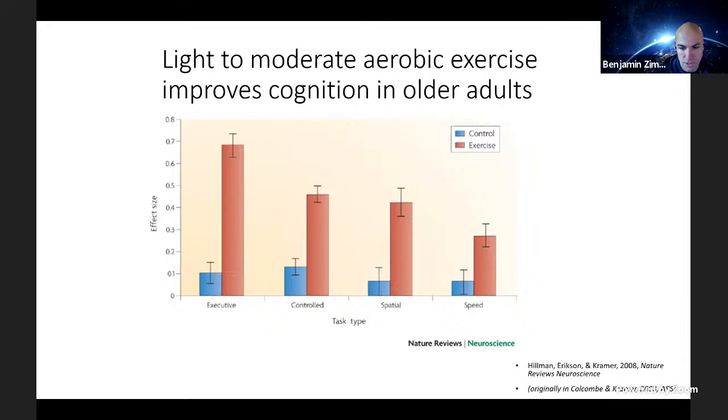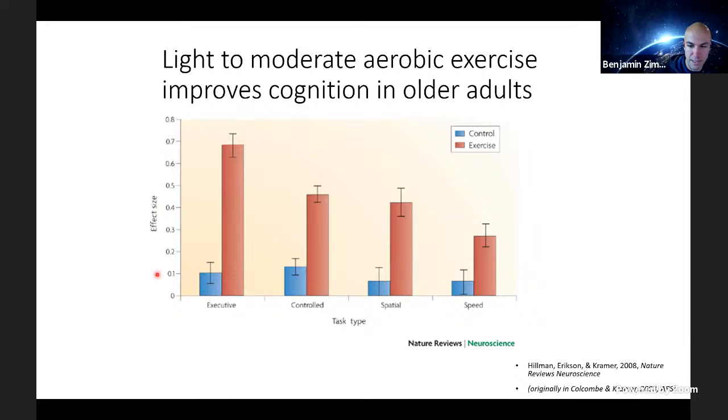So this figure was quite impactful in cognitive neuroscience and was from a meta-analysis done in Art Kramer's lab while he was at the University of Illinois. They looked at all the randomized control trials on exercise interventions for sedentary older adults that existed at the time that had cognitive components. And they found that aerobic exercise interventions had actually really impressive effects at improving cognitive performance, and particularly on these so-called executive functioning tasks.